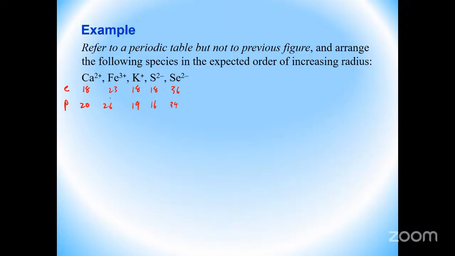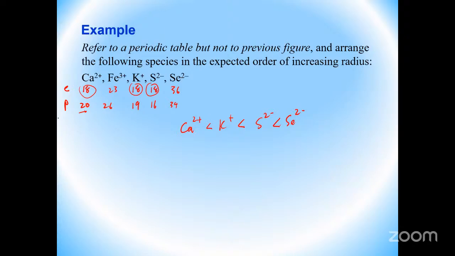All right. Now, the calcium, the potassium, and the sulfide are isoelectronic. So basically, I can tell that the calcium would be the smallest because it has the highest nuclear charge, followed by potassium, followed by sulfide. I can also see that because selenide is below sulfide in the periodic table, I can place that right here. The selenide will have a greater ionic size compared to the sulfide.